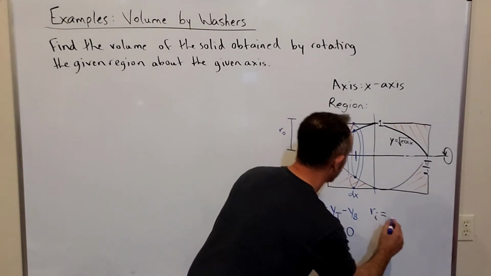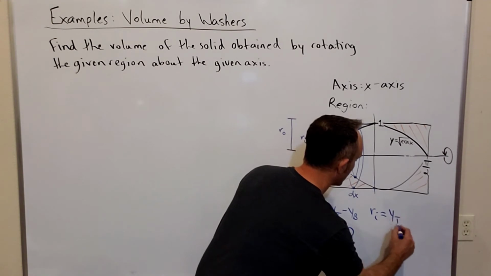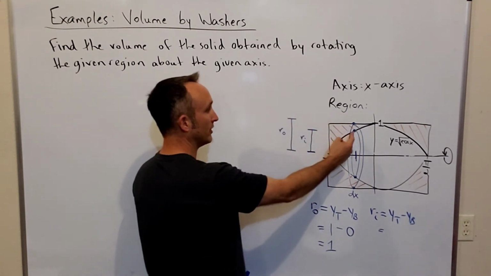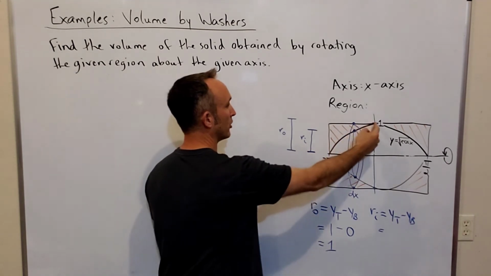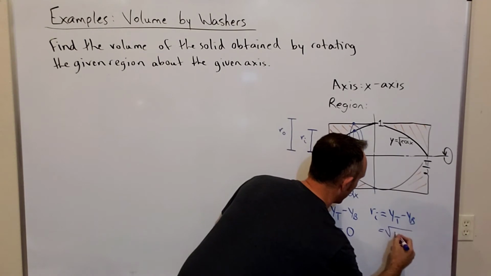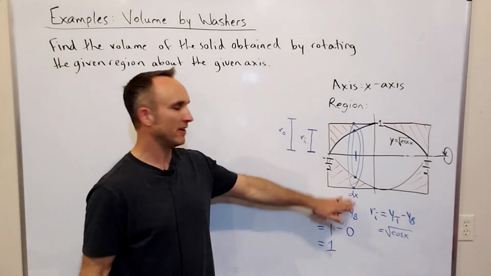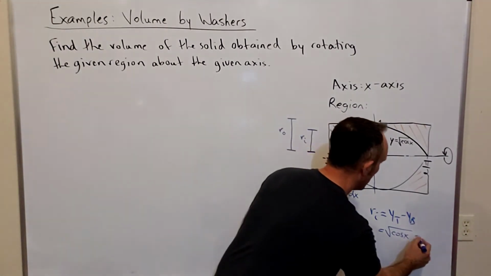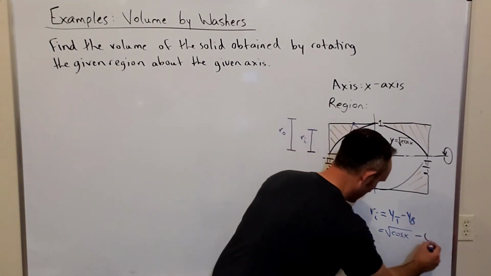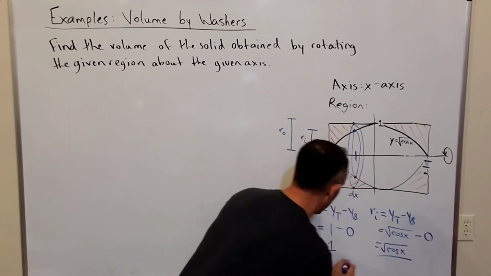The inner radius is also measured vertically, right? So we do the top y minus the bottom y as well. The top y for the inner radius is the curve y value, which is the square root of the cosine of x. And that's good because we know we need everything to be in terms of x. Minus the bottom y to the axis of rotation is still 0. So now we have both radii.